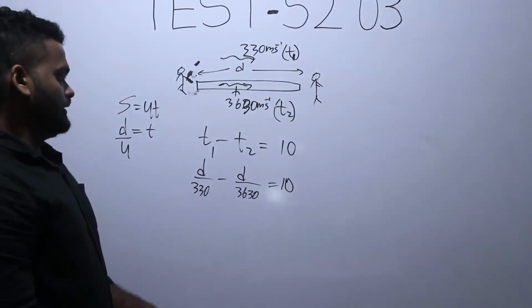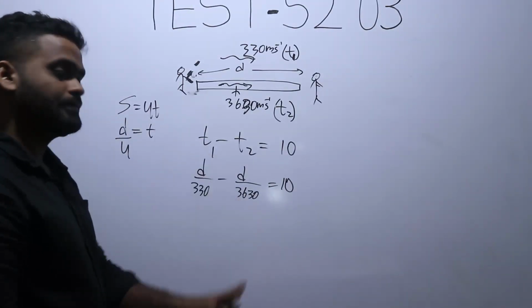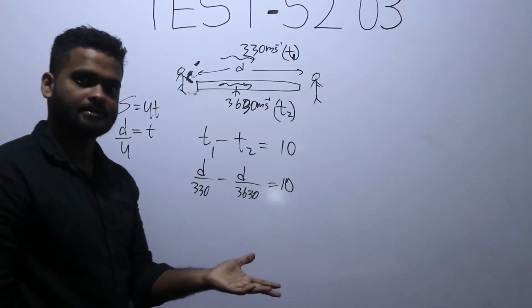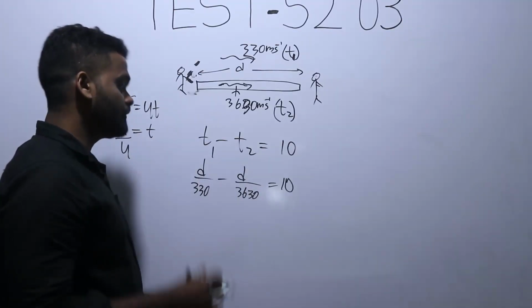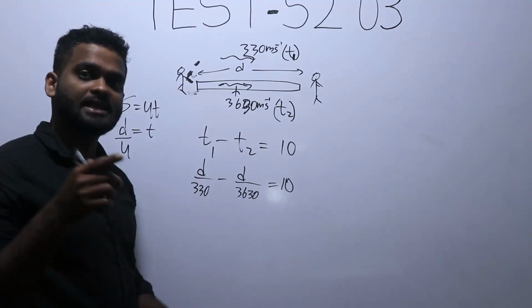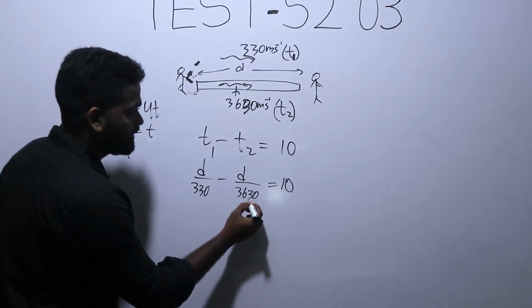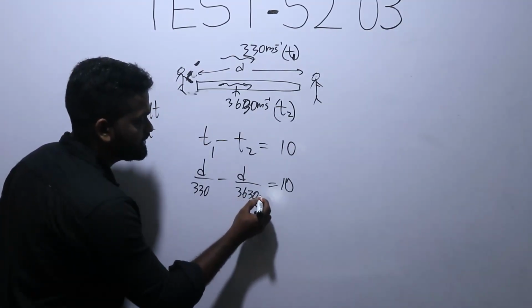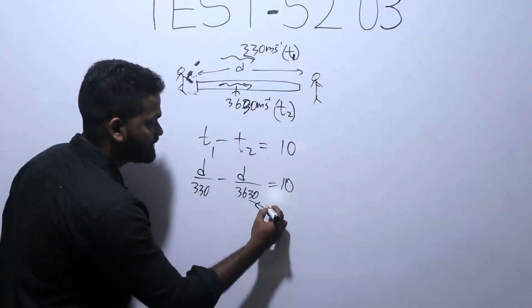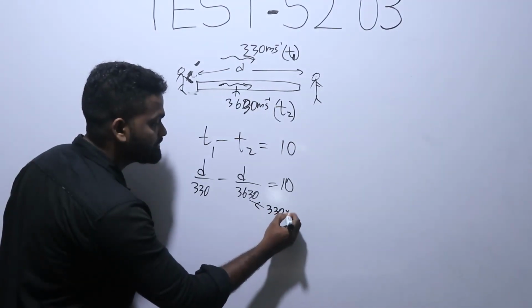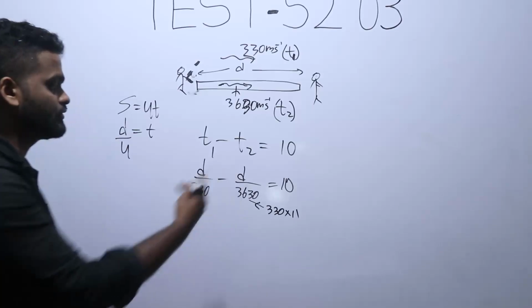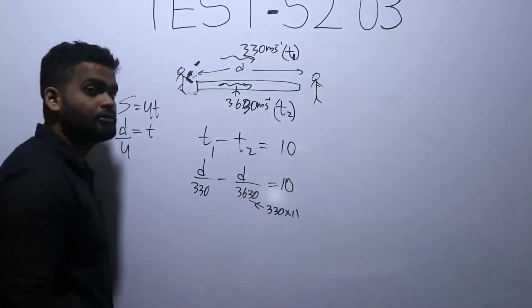Right. So here, then there's a simplification. Further, the simplification will be easier if you see this: 3630 is actually 330 times 11. If you saw that, then the calculation is going to be easy.